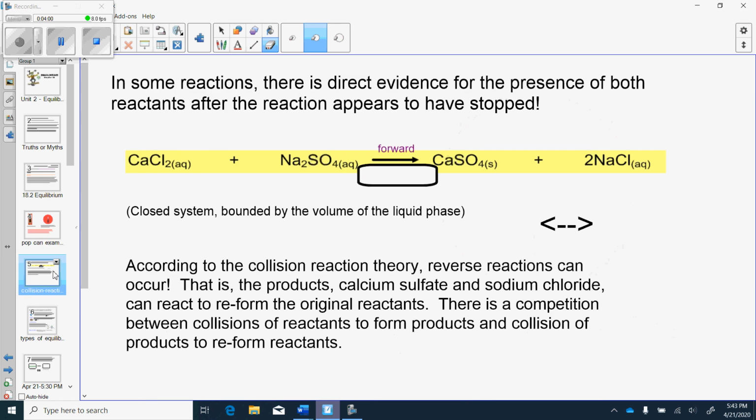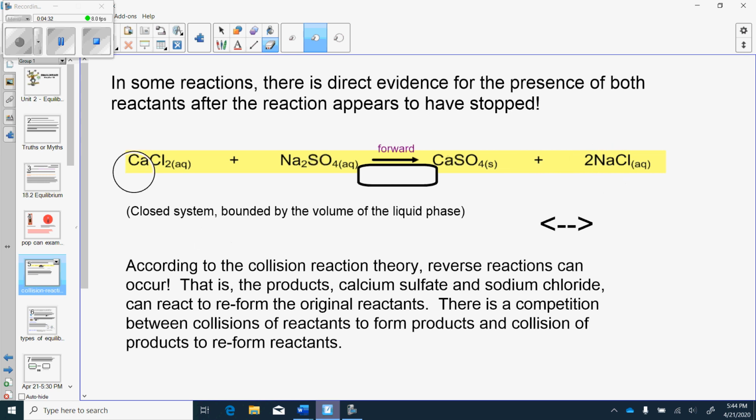First order of business. What is a reversible reaction? These are actually the chemicals we would have used in class. We're going to take some calcium chloride and react it with sodium sulfate. Now that we know a little bit about collision reaction theory, we know that these molecules are going to be moving and they're going to have proper orientation. The more successful collisions we can get, the more product we're going to make. The product here is going to be calcium sulfate and sodium chloride.